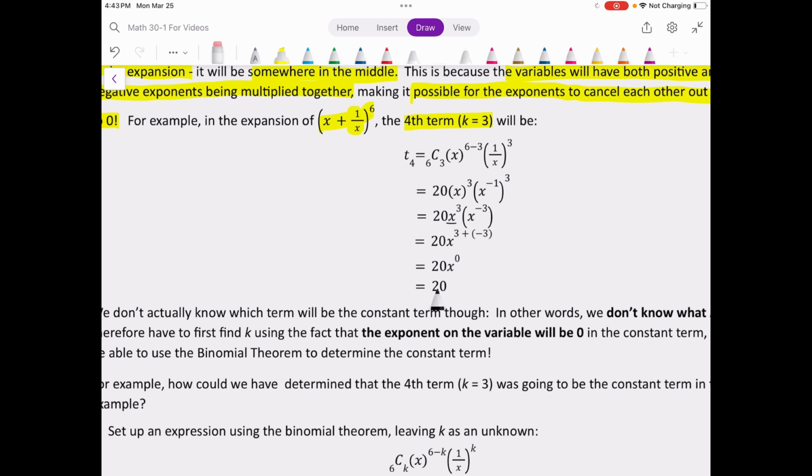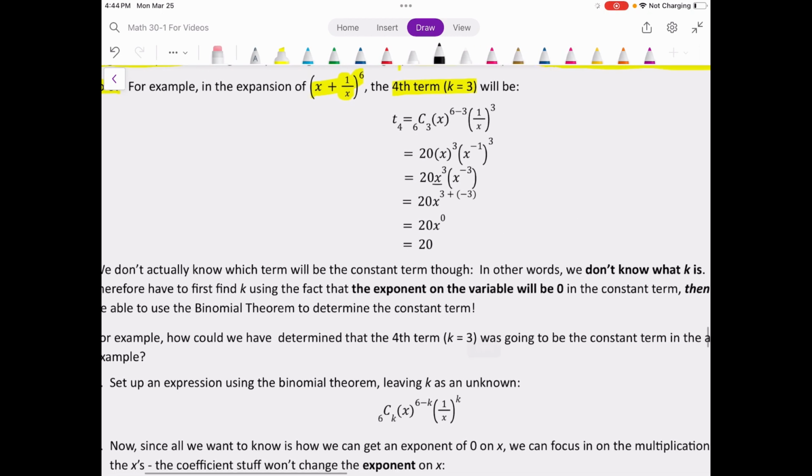And so our constant term is not the first or the last. We see it's actually the fourth term, and it has a value of 20. So in the middle of this binomial expansion, we see the constant 20 show up.